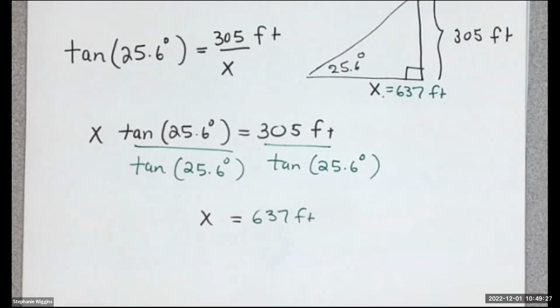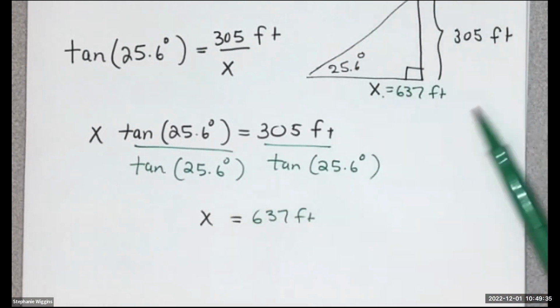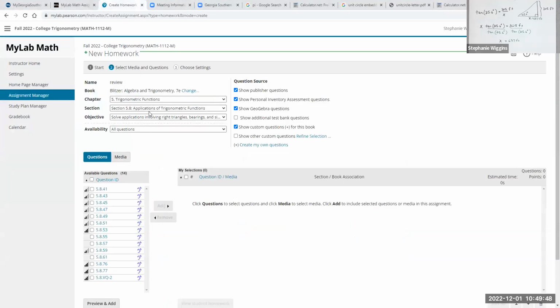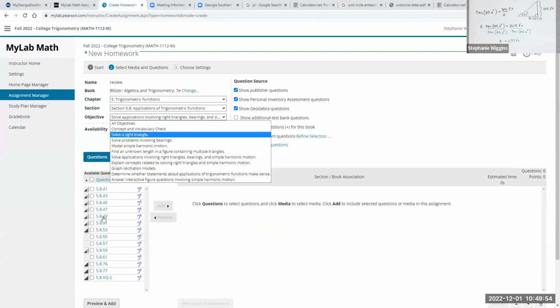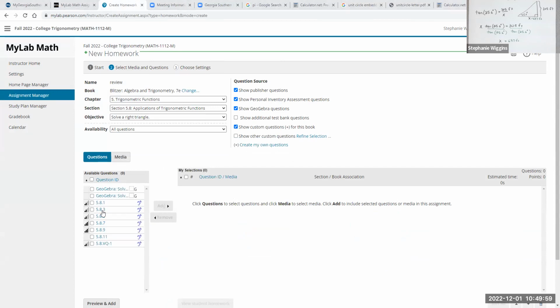All right, next topic. It may give you three pieces of information and you have to solve the right triangle. So I think there's at least one problem like that. Let me just do one example from that. So from section 5.8, solve a right triangle. This might be something that you would have to do. Of course, it's multiple choice. At least this isn't, but the test is.